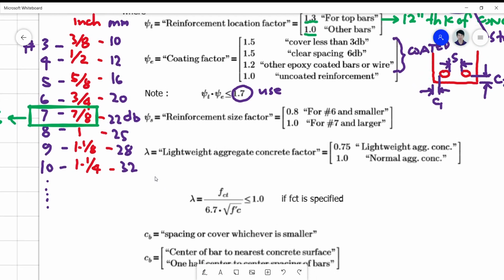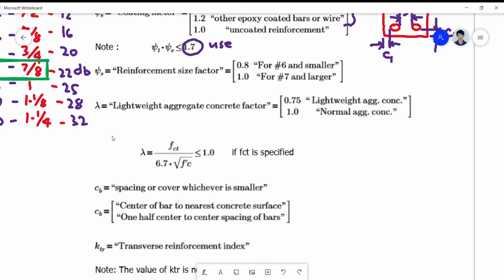For your lightweight aggregate concrete factor, normally we are using a normal aggregate concrete, but in case we use the lightweight aggregate, the coarse aggregate, the gravel is no longer an ordinary gravel stone that you get from the quarry. So you use 1.0 for normal aggregate, and 0.75 for lightweight aggregate.